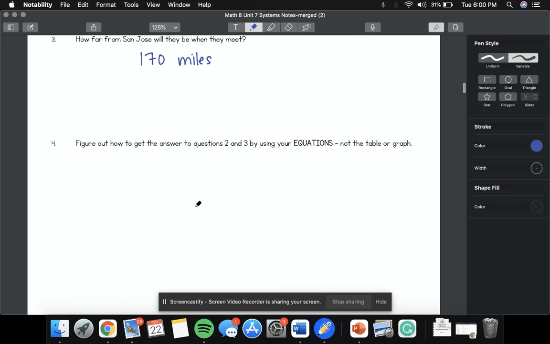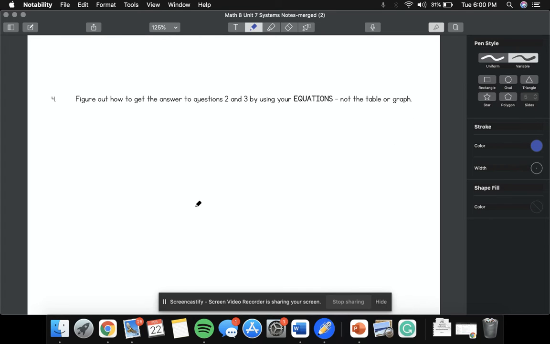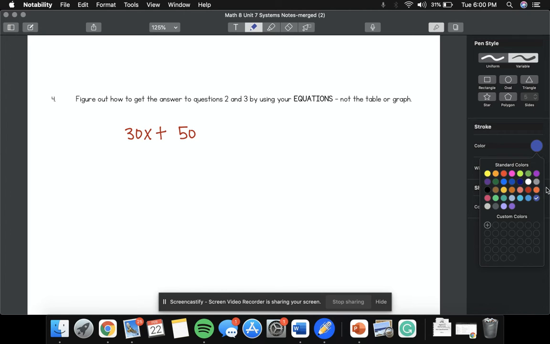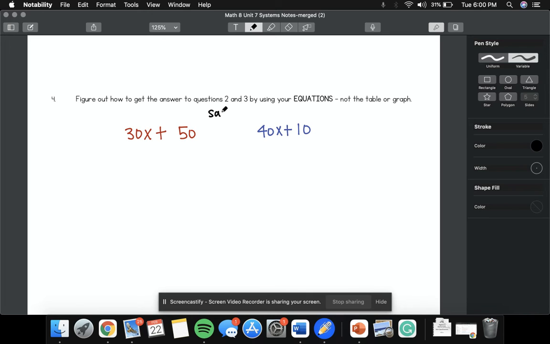Okay. The final thing we're going to ask ourselves is, how could we do this without a graph, without a table, and just using our equation? So I'm going to write the first equation. The first equation was, this person started 50 miles away and he went at a rate of 30 miles an hour. Then we had the blue car, and the lovely blue car started 10 miles away and went at a rate of 40 miles an hour. And the question is, when are they going to be right next to each other? When are they going to be the same? Well, when I think of the same, I think of when are they equal to each other?